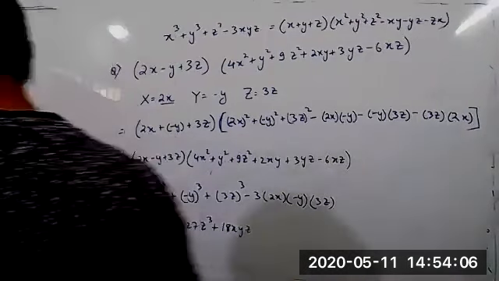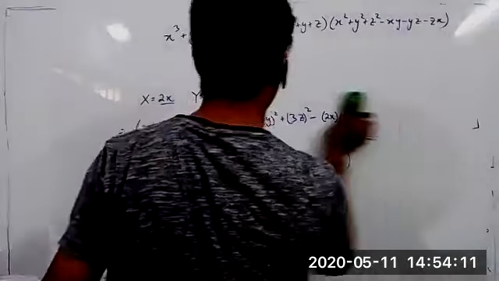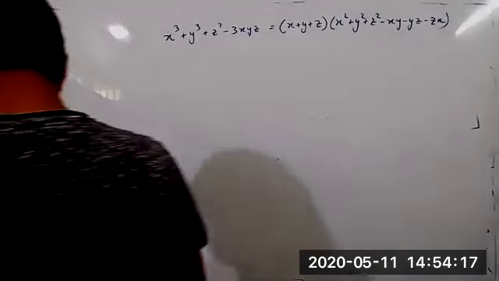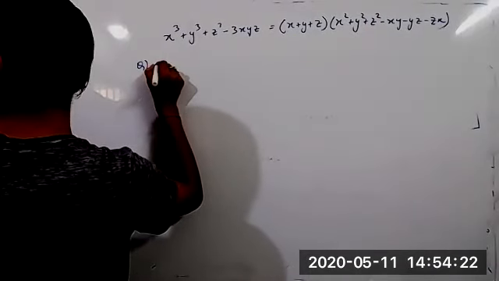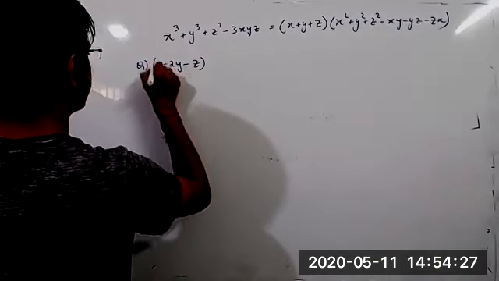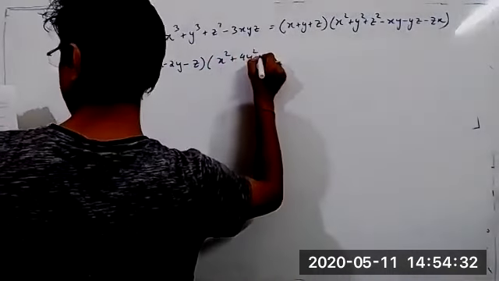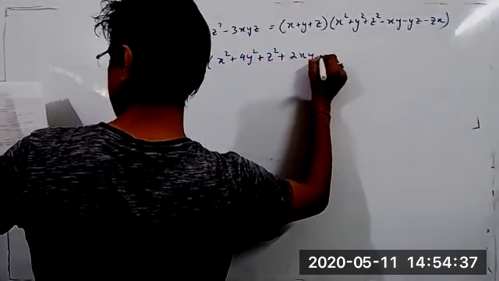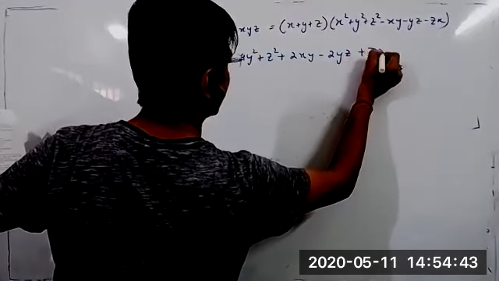Yes, sorry guys. Next question. Next question is based on the same thing. Question is (x minus 2y minus z) into (x square plus 4y square plus z square plus 2xy minus 2yz plus zx).